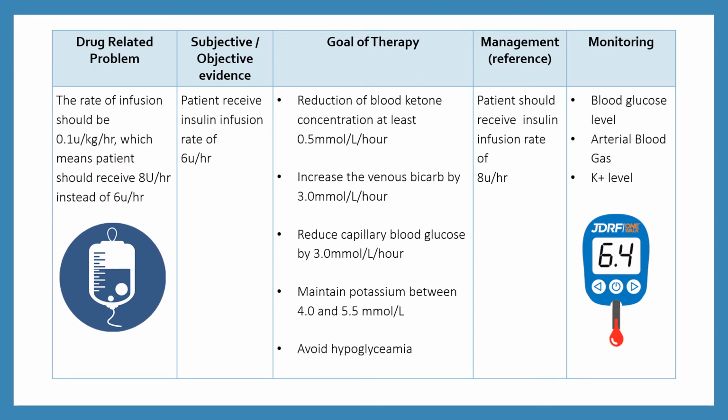hour, which does not follow the guidelines stated in the CPG, whereas the infusion should be 0.1 unit per kg per hour. Hence, based on the patient's weight, the patient should receive an insulin infusion rate of 8 units per hour, and the blood glucose level and arterial blood gas as well as potassium level should be monitored.